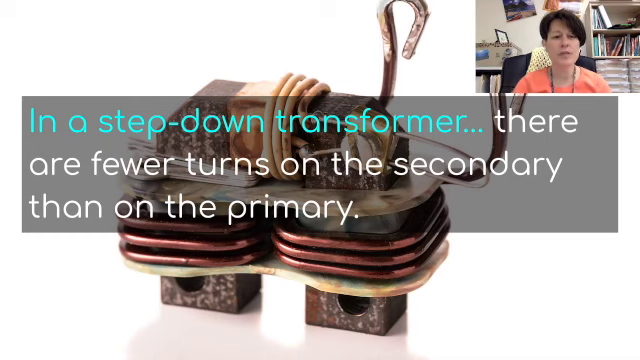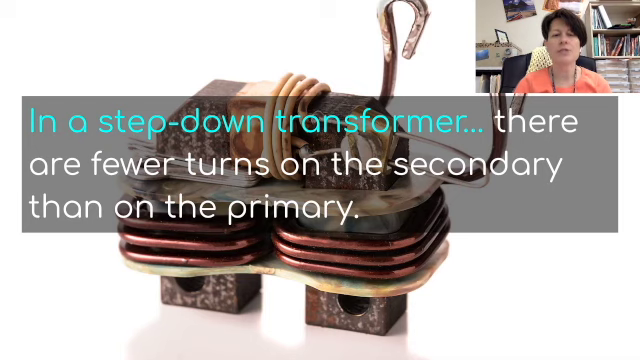Now in a step down transformer, there are fewer turns on the secondary than on the primary. So that would be the case where, let's do it backwards, there are two turns of 2 volts on the primary. Now remember, these are not touching, and it would induce a voltage in the secondary of just 1 volt.